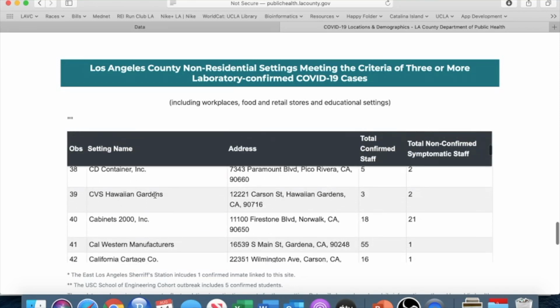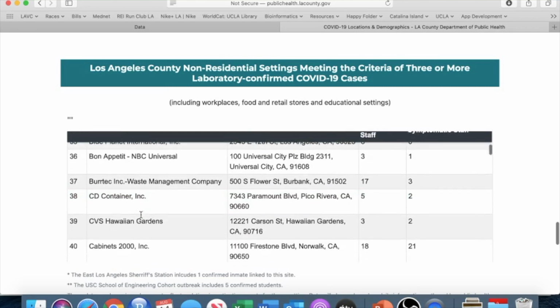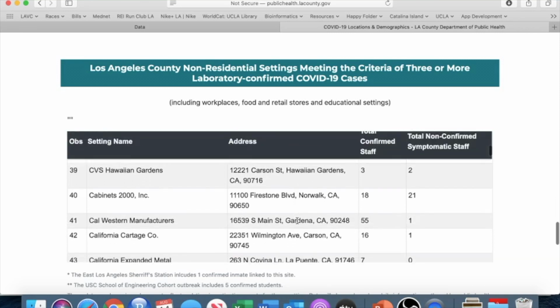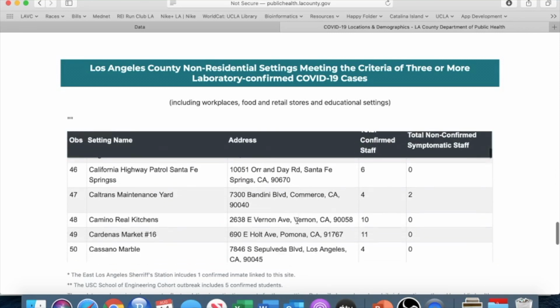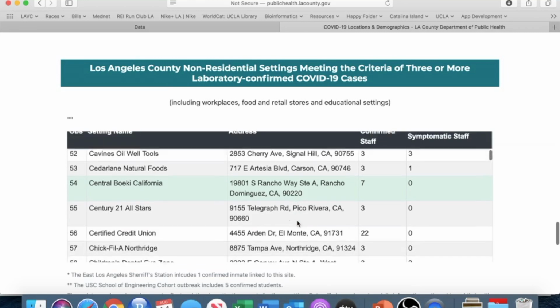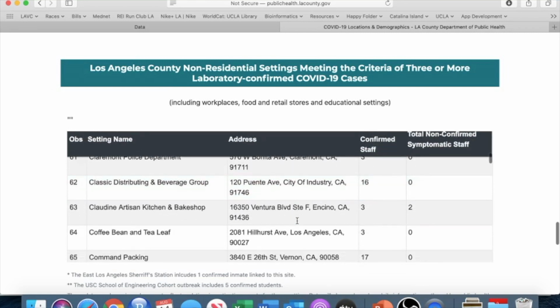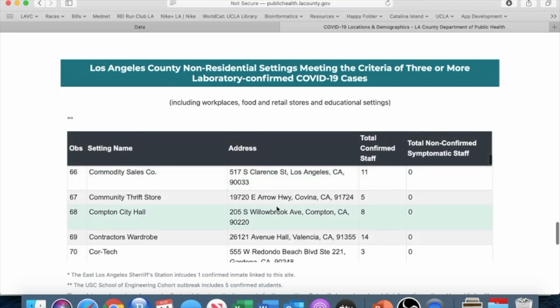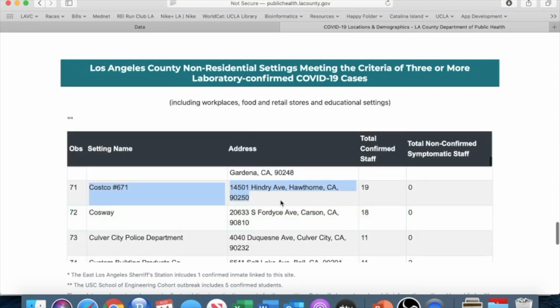For example, I wish I could find something regionally closer to you guys, but there's this CVS in Hawaiian Gardens, and they give the address and it has 3 confirmed staff. You can scroll through this and see if there's anything close to where you're currently living. But okay, there's this Costco in Hawthorne with 19 confirmed staff. I'm not going to go to that Costco.